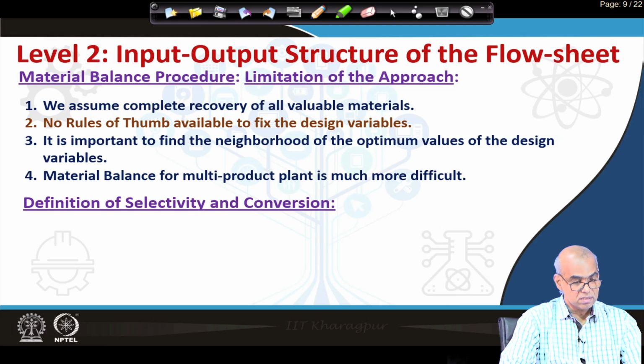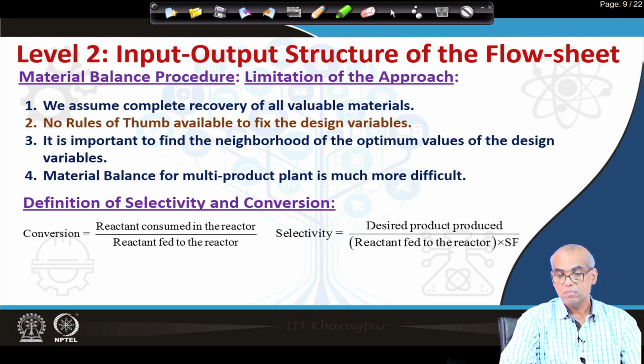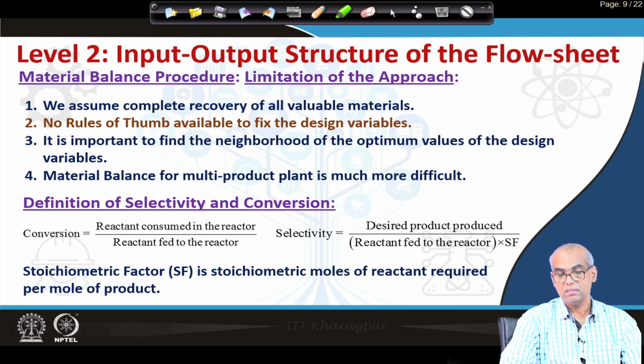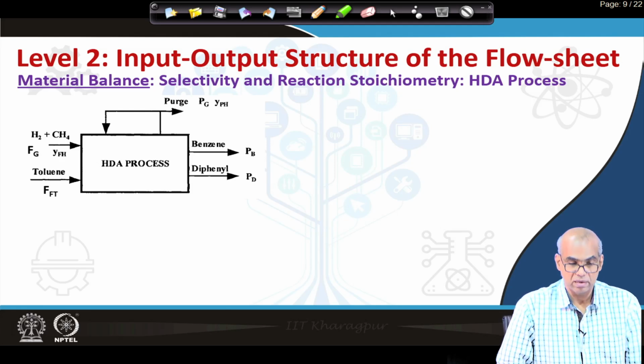Now, before we discuss the material balance in detail, let us define two terms, selectivity and conversion, which we will be using. Conversion is reactant consumed in the reactor divided by reactant fed to the reactor, and selectivity is desired product produced divided by reactant fed to the reactor multiplied by the stoichiometric factor. Stoichiometric factor is the moles of reactant required per mole of product. So, now let us develop the material balance.